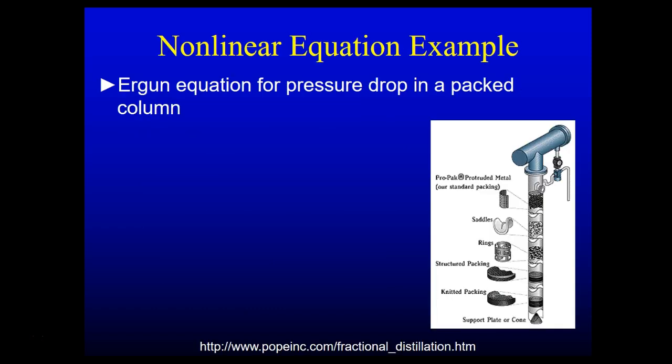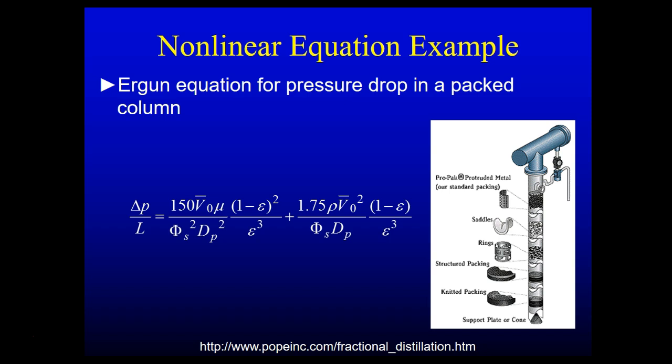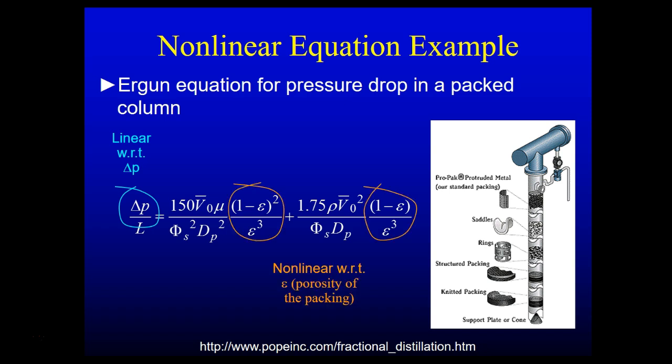The classic one is the Ergun equation, which describes pressure drop in a packed column. There are a lot of these kinds of correlations and equations, but this is a common one where you're looking at pressure drop, which is a change in pressure over length of column, as a function of the size of particle packing, the velocity of the system, and so forth. And also the porosity, just how much packing material is actually in there.